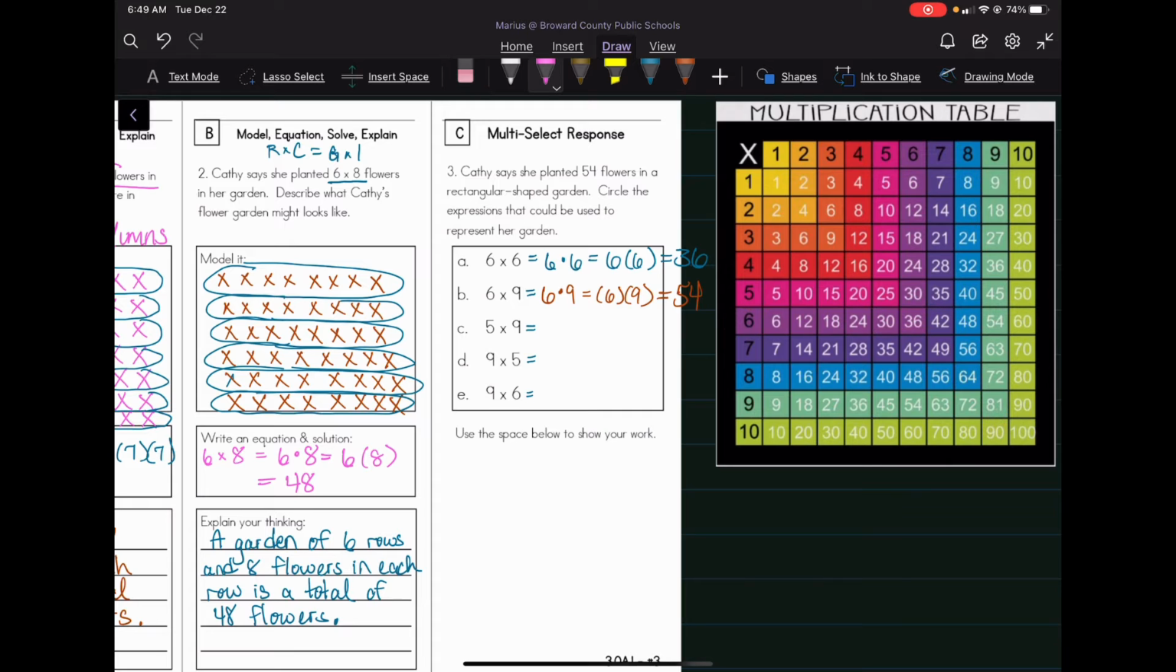The next one is 5 times 9. So we can write it as 5 times 9 with the dot. Or we can say 5 outside the parentheses, 9 in parentheses. And what does that equal? Well, here's 5.